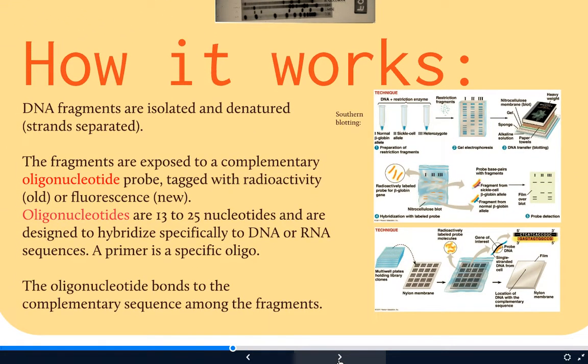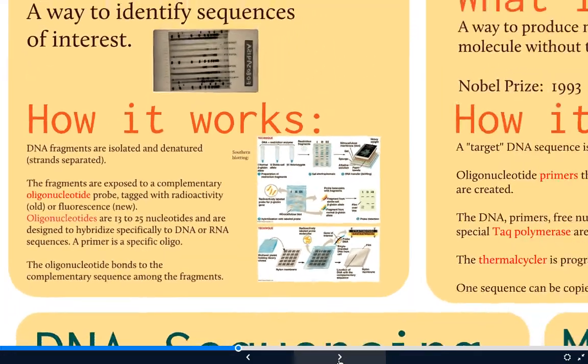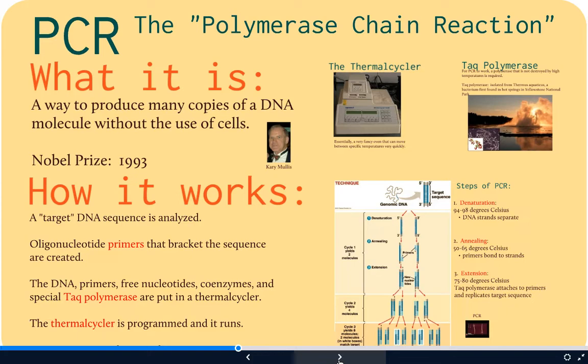All right, so DNA fragments are isolated. You have to separate the strands, and then those fragments are exposed to an oligonucleotide probe tagged with radioactivity for old or fluorescence for new. And all oligonucleotides are these 13 to 25 sequences. These are nucleotides designed to hybridize to DNA or RNA sequences and act as primers. And the bonds are a complementary sequence to the fragments. All right, so that's gel electrophoresis. We will do an activity with that in the next couple of lessons so that you can see how it works.